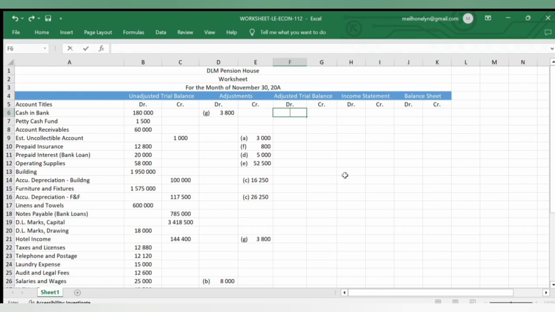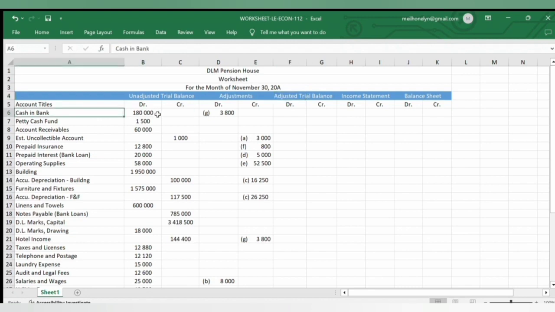I am Hanilin Simiel and I am the one to explain our adjusted trial balance. So, to have the adjusted trial balance, all we need to do is to compute each account's adjusted balance by combining the unadjusted trial balance and the adjustment figures, and then enter the adjusted amounts in the adjusted trial balance columns. Reflecting these adjustments will yield the adjusted trial balance.